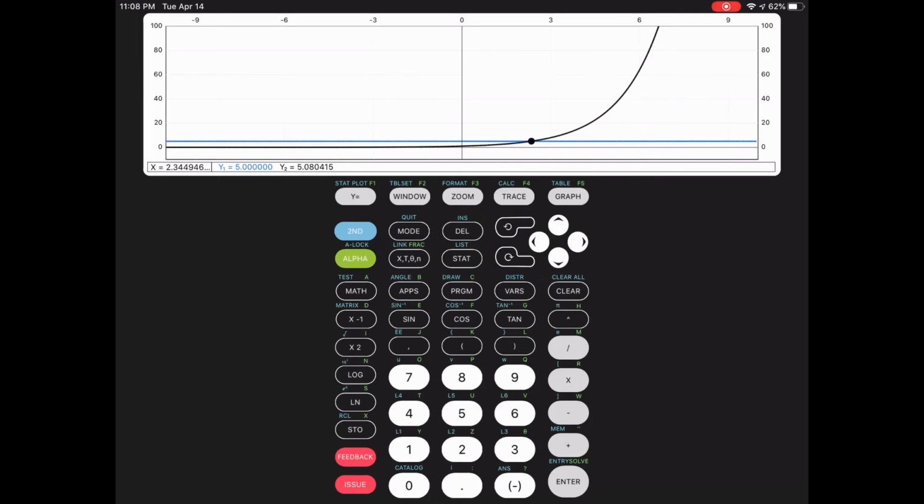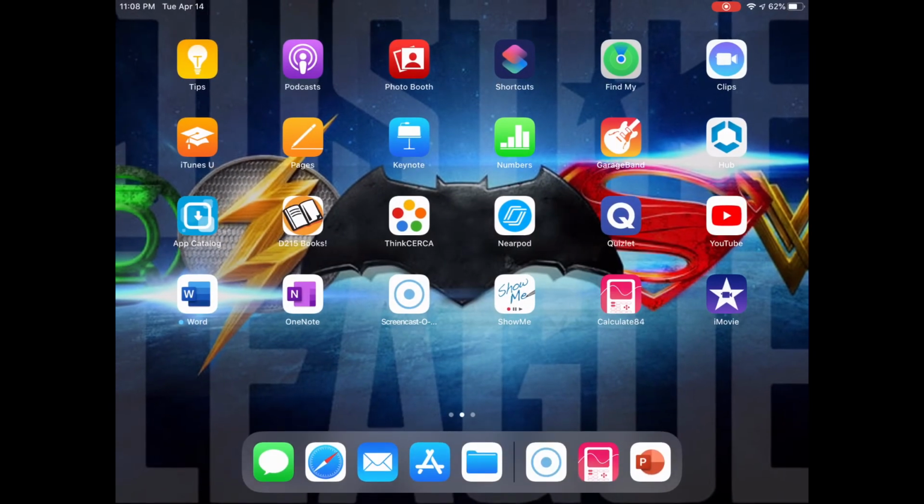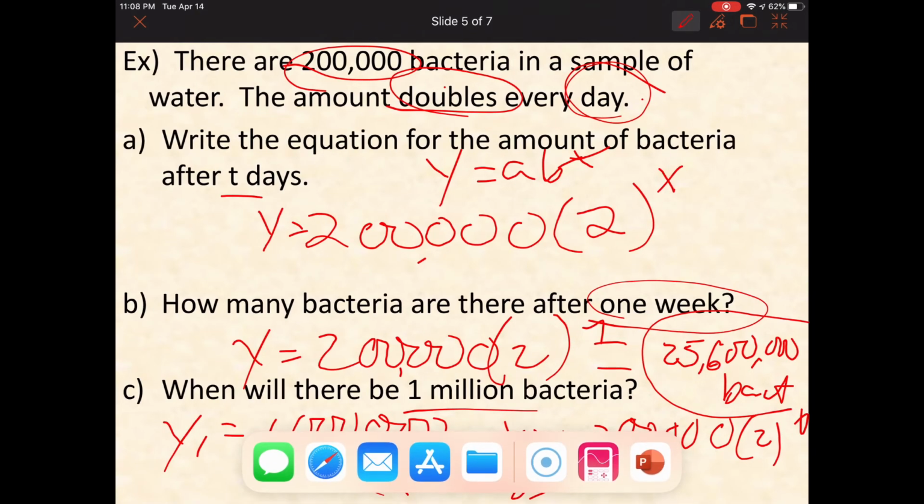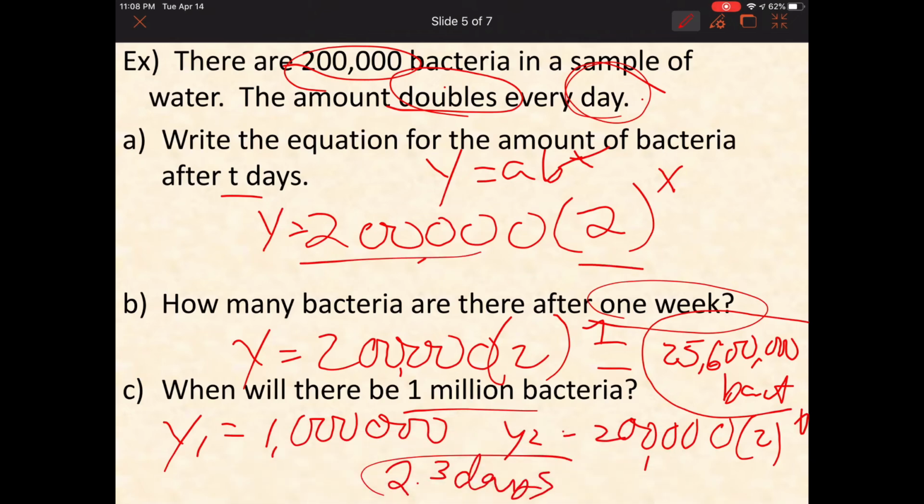2.3. What is that going to be? Days, 2.3 days. Okay, there's our intersection, that big black dot. So back here, this is going to be 2.3 days. And yes, you can leave it in decimal form, that's okay. All right, so again, initial value is your A, your base is your double or triple or your percentage.